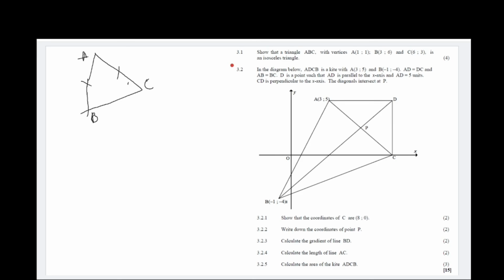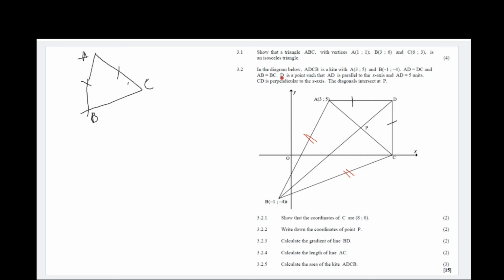And then the second question, where now we are looking at this Cartesian plane, and at least here luckily you do not have to prove it because they're already telling you. They say in the diagram below we have a kite. This means that they are not going to ask you to prove that this is a kite because they already told you. And then they give you the coordinates, and they say AD, this one, is equal to DC, this side over here, and then they say AB, which is this side, is equal to BC, and then you mark it like that.